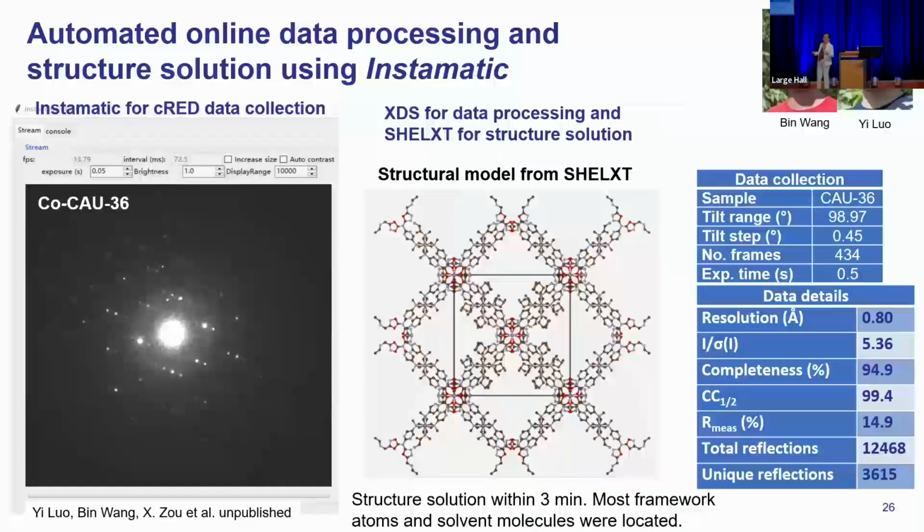How to, because the data collection is so easy, make it more automatic. You would probably like to get the structure while you are collecting data. So we developed this online structure solution, so that the data processing is carried out directly during the data collection, and the structure solution can be obtained within 3 minutes. So you see that this is the automated data processing.